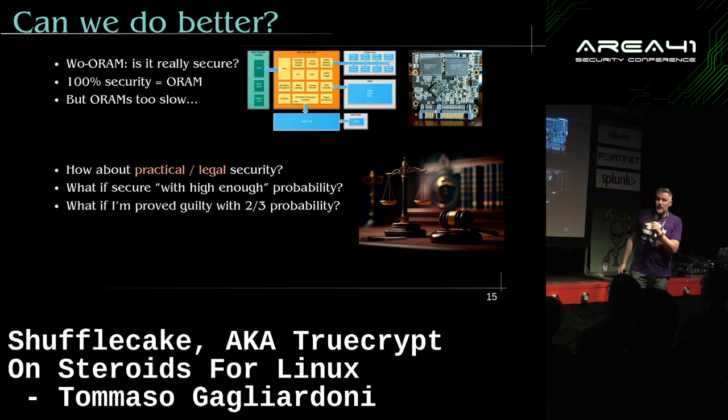But how about practical or legal security? Do we really need 100% cryptographic protection? What if I give you a system where the adversary can detect if you have hidden data with 1%, 2% probability of success? From a cryptographic point of view, that's a catastrophic attack. But from a legal point of view, will this be a problem?